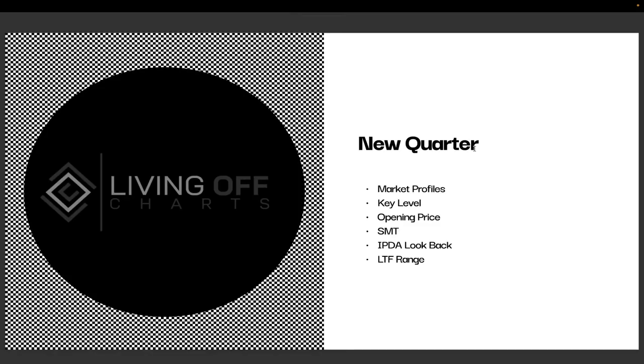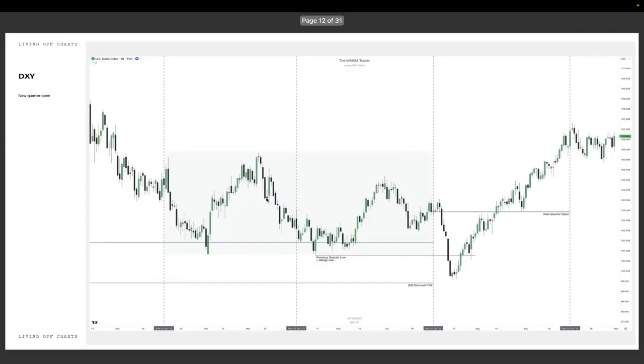So in the new quarter, what are we going to be doing? We're going to be market profiling. We're going to be looking at a key level to trade off in the new quarter. We're going to be trying to long below or short above the opening price of the quarter. We need to see an SMT to confirm smart money is accumulating or distributing. We're going to be using an IPDA look back from the new quarter, looking backwards at 20, 40, and 60 days to determine our draws on liquidity. And then we're going to be looking for a lower time frame range to trade off of.